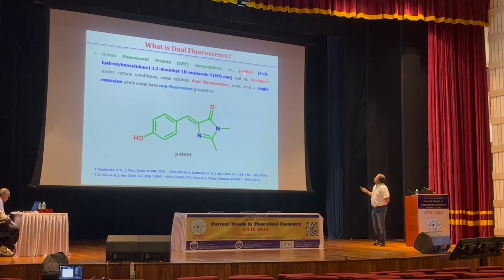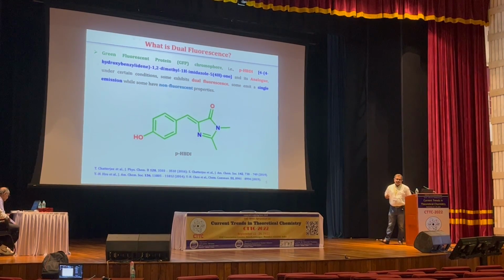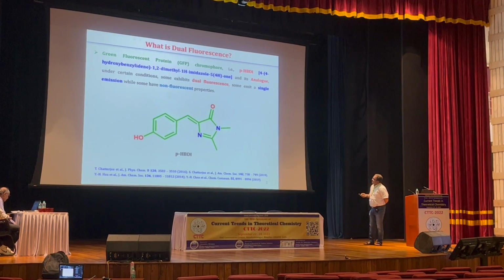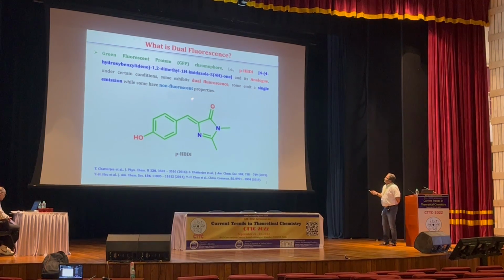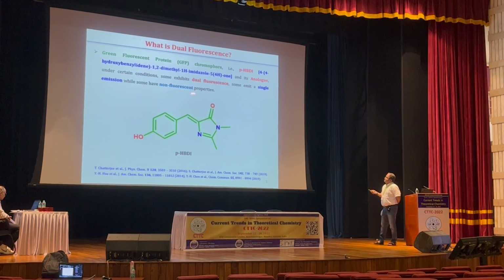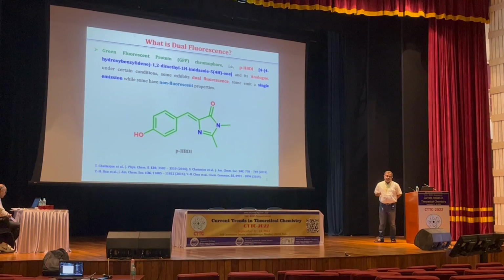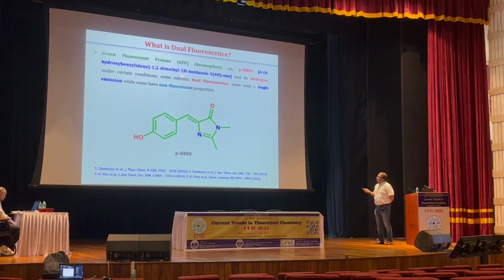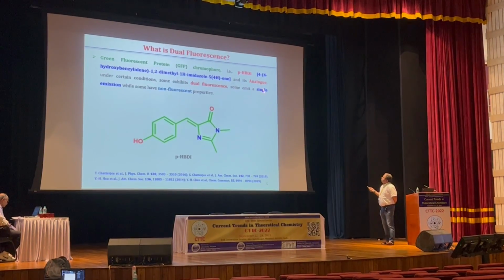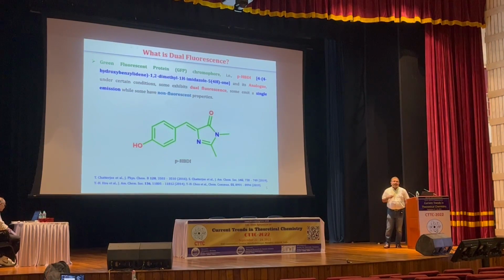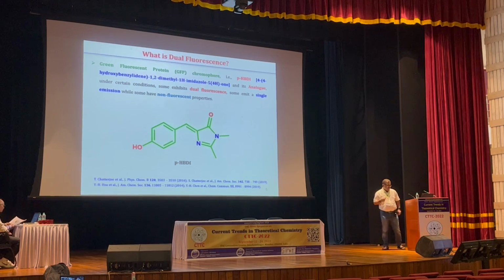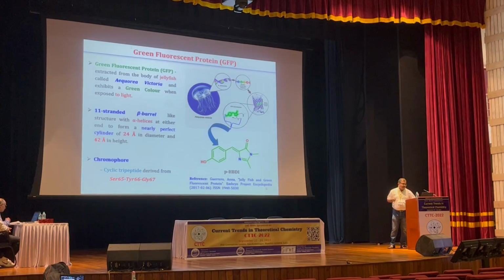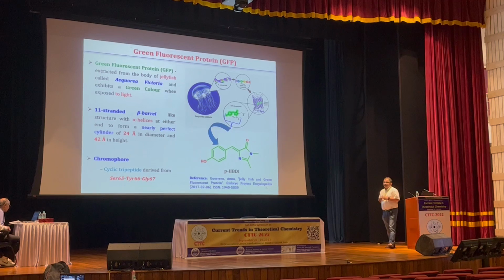This is the GFP chromophore, or green fluorescent protein chromophore, called PHBDI. The structure of PHBDI is here, and it has been shown in earlier studies that in many cases this compound exhibits dual fluorescence. Of course, not always. In some cases it also shows single emission, and in some cases it shows non-fluorescence properties. So that's the main crux of why we are using the green fluorescent protein.